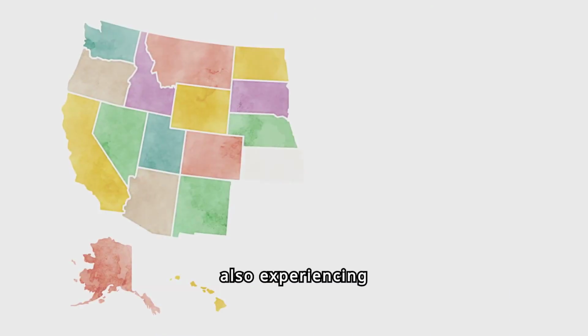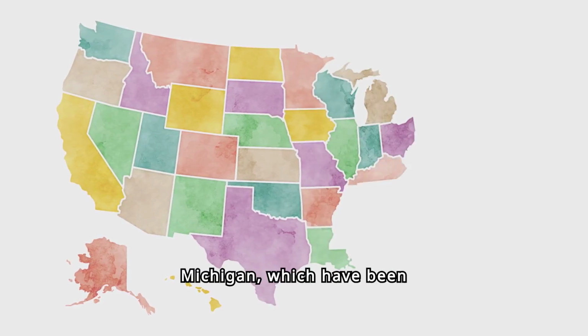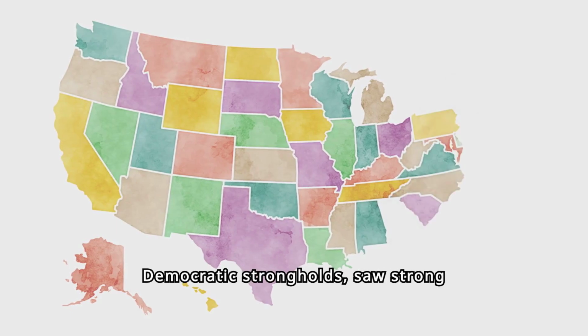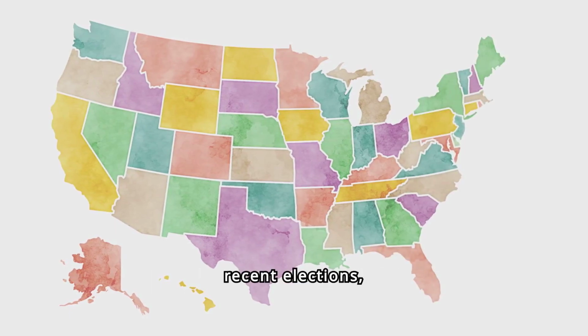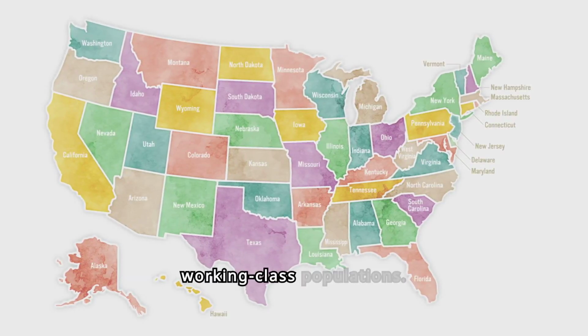Conversely, some traditionally blue states are also experiencing shifts. States like Pennsylvania and Michigan, which have been Democratic strongholds, saw strong Republican support in recent elections, reflecting the economic concerns and cultural values of their working-class populations.